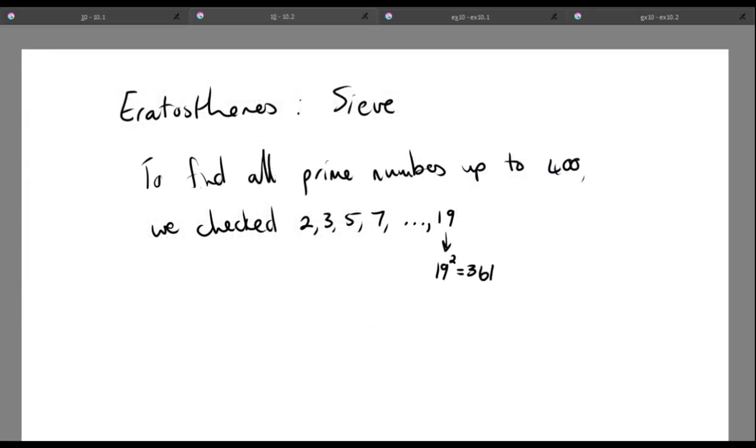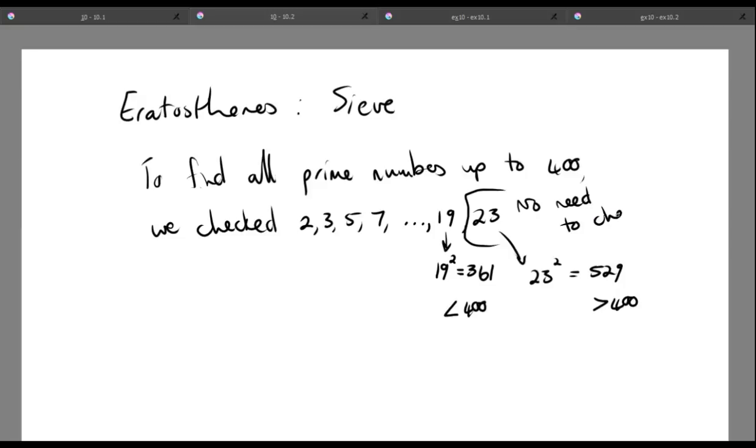So let's go back here and write that down. So the next prime number in my list was 23, but 23 squared, in other words 529, was the first one that would need to be eliminated, but it's past 400. So this is less than 400, and this is greater than 400. And if I'm looking to find all prime numbers up to 400, I don't need to check these. Nothing new will be eliminated. I only need to check up to 19.